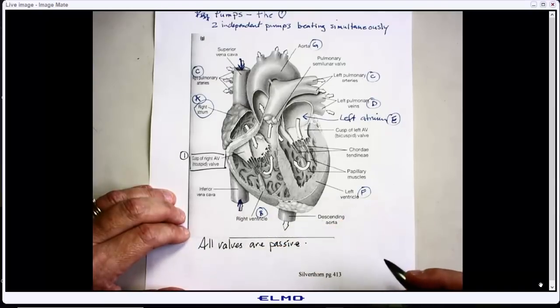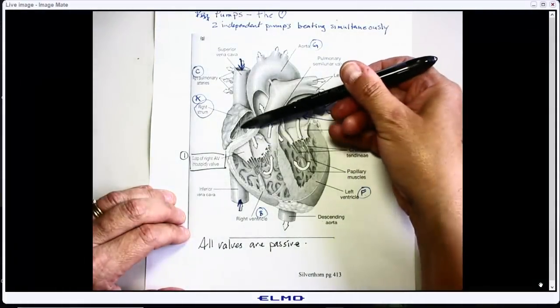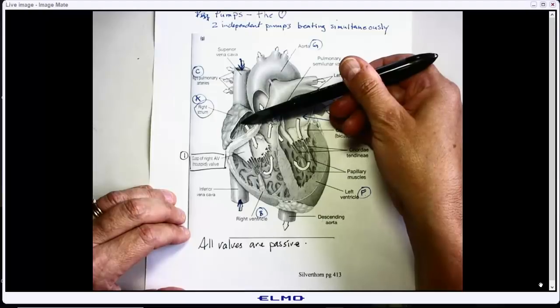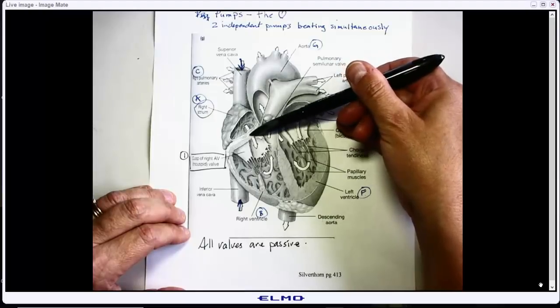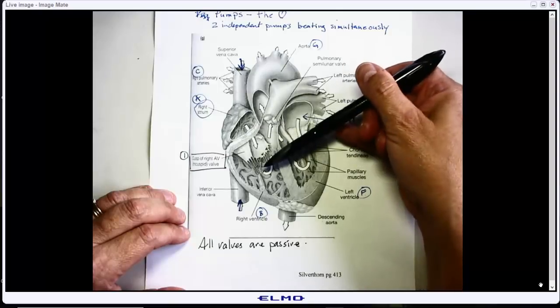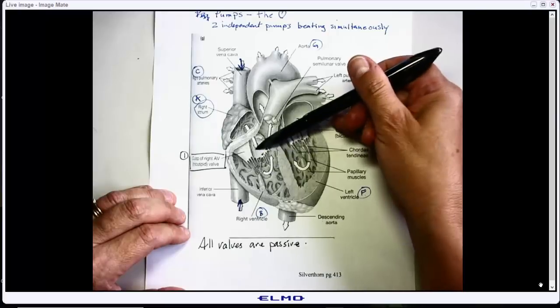That means there's no active opening of them. All we're doing is changing pressure on one side, or making pressure on one side higher than pressure on the other side. That's the reason for contraction. I've got this passive valve. I need to contract to make pressure on this side higher than pressure on this side. And if pressure on this side is higher than pressure on this side, I will get flow from one compartment to the other. I will open that valve.